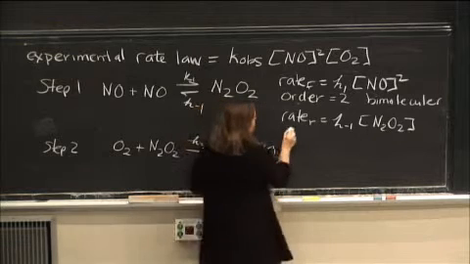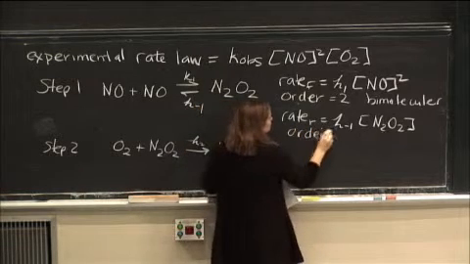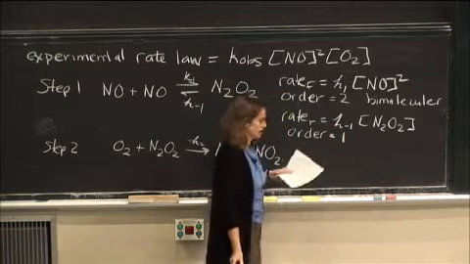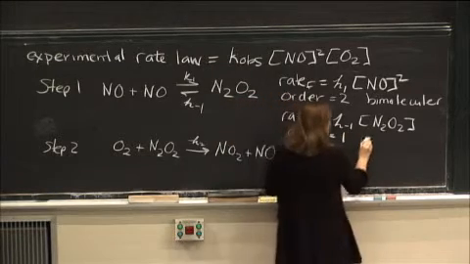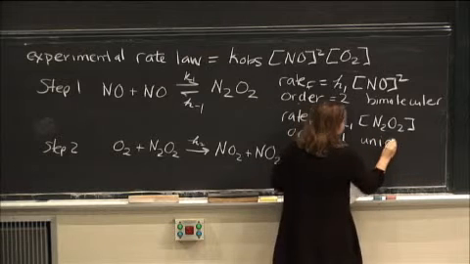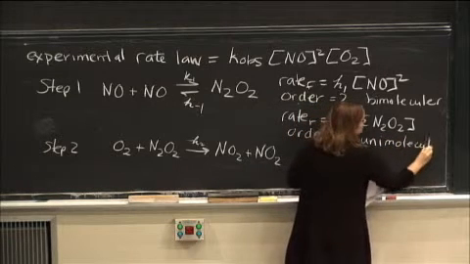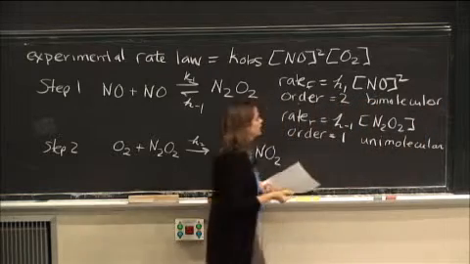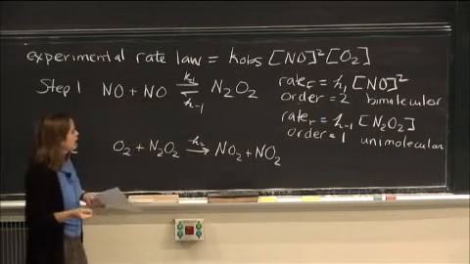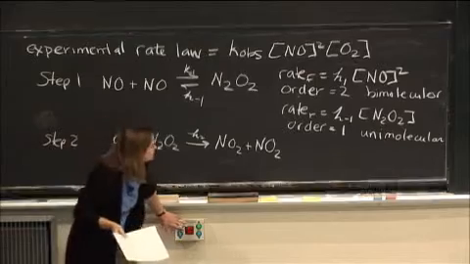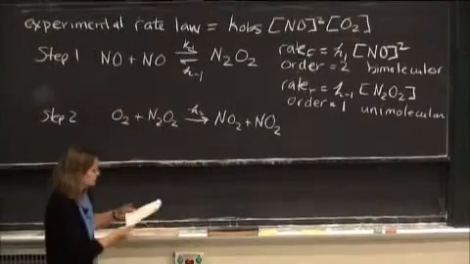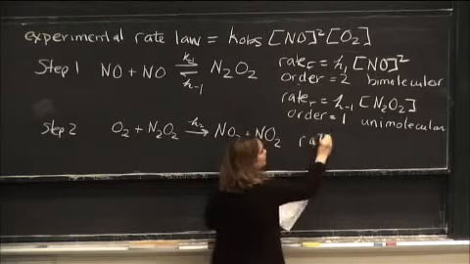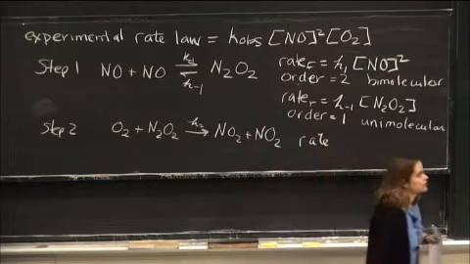So what's the order here? 1. And what's this called? Yeah. So that's called unimolecular. All right. What about step 2? What would be the rate here? And that is a clicker question.